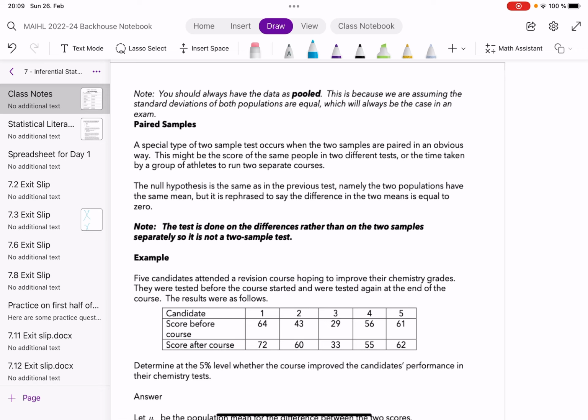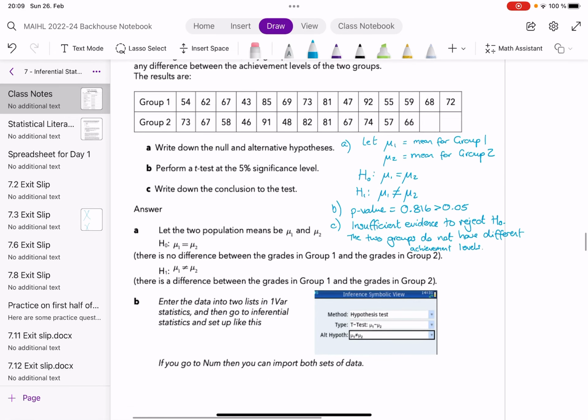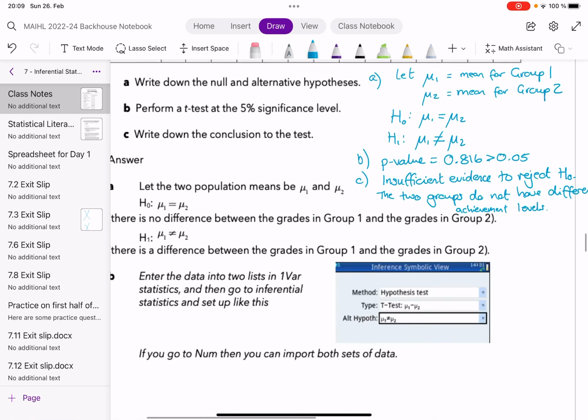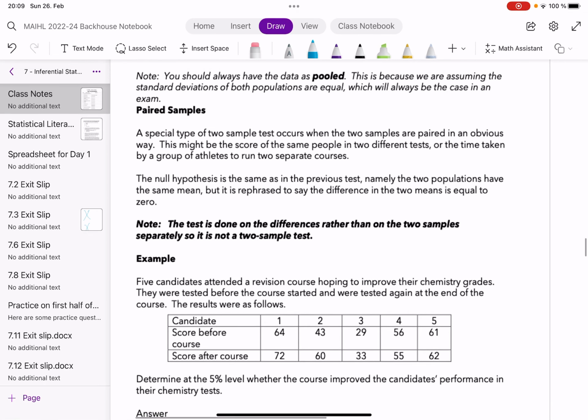It's important that we're talking about the same group of people or the same group of objects when we're thinking about doing a paired sample test. So it's not enough just to have 12 students from group 1 and 12 students from group 2. They've got to be the same students. Okay, so the null hypothesis is the same in that we're saying that the two populations have the same mean, but we phrase it a bit differently in that we talk about we're actually testing the difference between the two samples. So what we end up doing is a one sample test, even though we're starting with two samples.